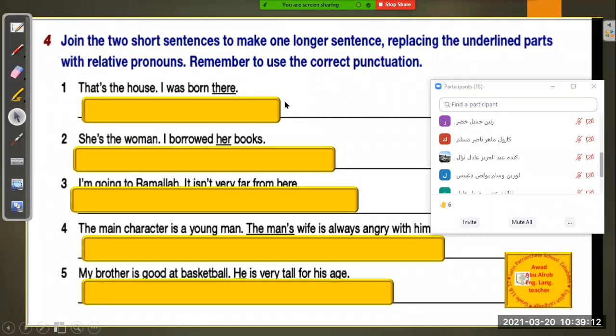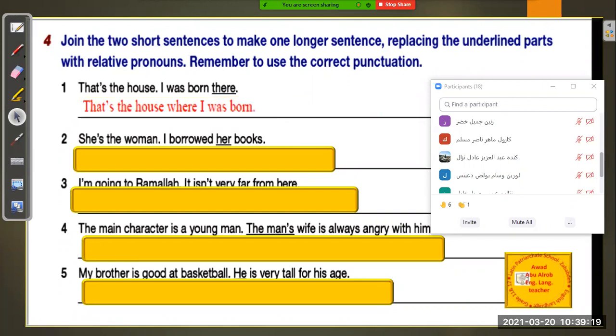Yes, go. That's the house I was born there. That's the house where I was born. Okay, no comma. That's the house where I was born. Now, number 2, Amal.